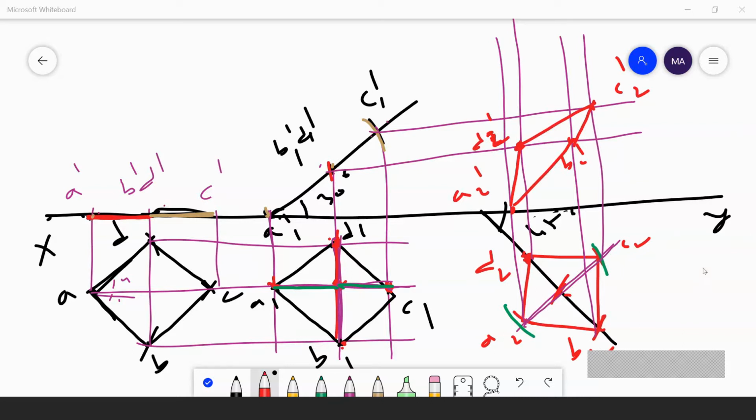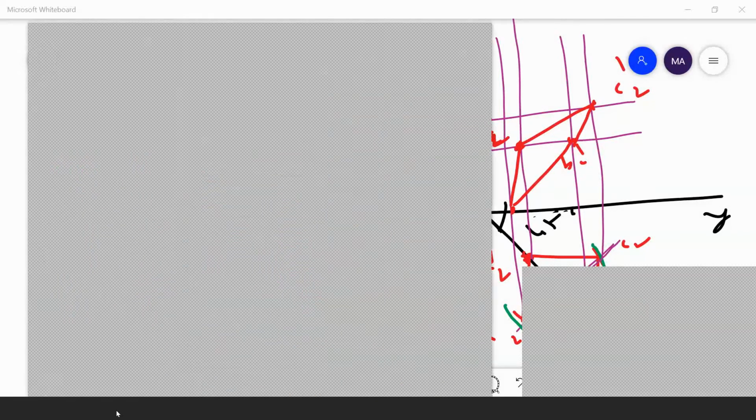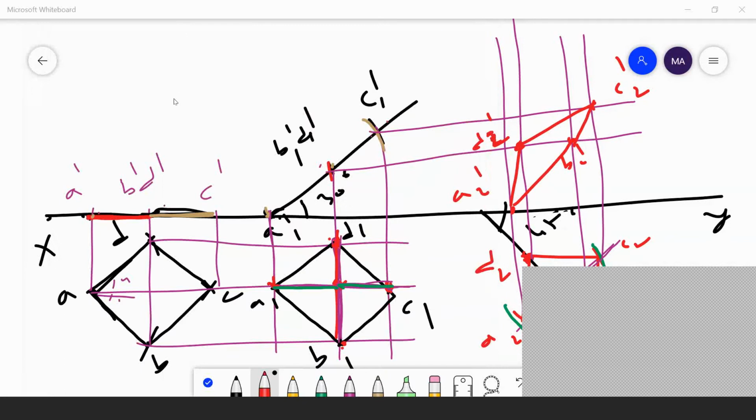Yes, sir. Is it clear? Once more tell about A2 dash and all of them, sir. Okay, I will tell again. Just one minute. Draw using your drawing instrument. It will be very clear and very easy.